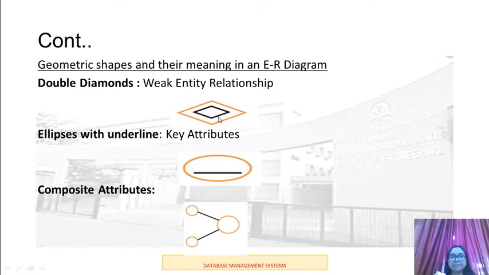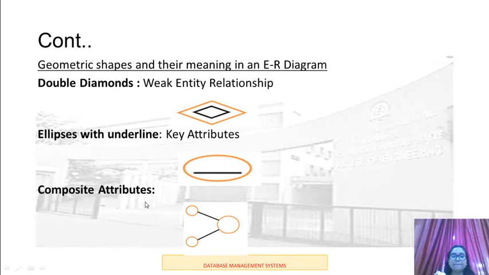The double diamond symbol. The next one is the key attributes. Suppose there is a primary key. How do we represent this primary key in the entity relationship diagram? It is represented with an ellipse with an underline. So customer ID is the primary key of your table. That time customer ID is written this way, ellipse plus underline.